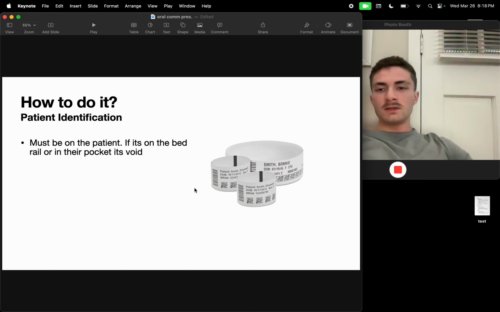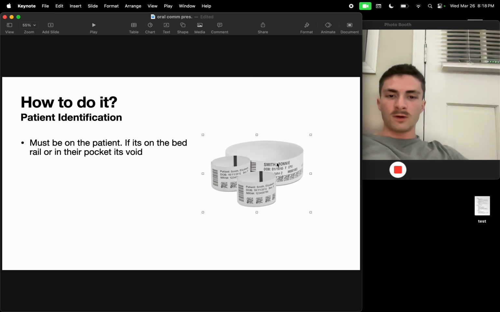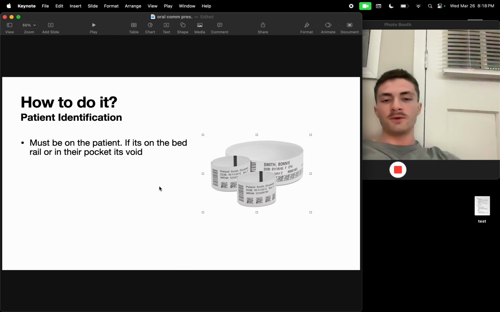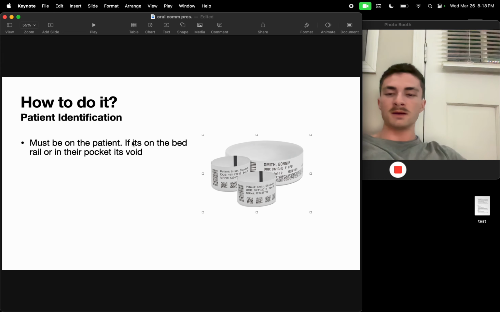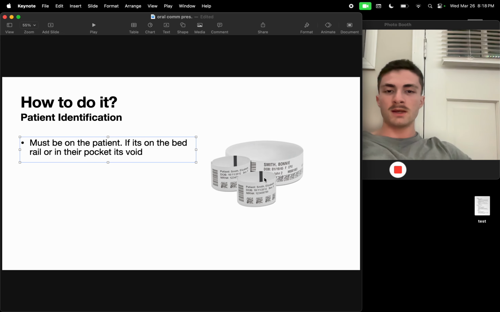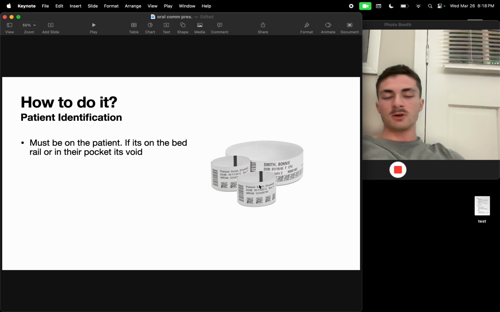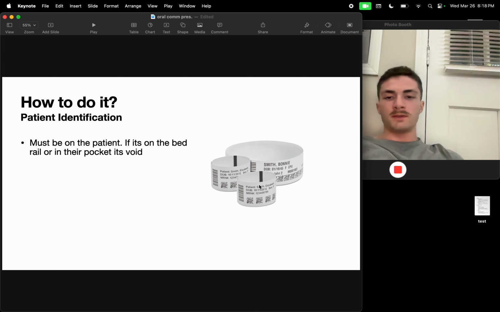Patient identification, so you need two forms of identification for the patient. One of the possible ones you could use is this little bracelet. There'll be, if you're in a hospital setting, on the patient's arm. It has to be on the patient. Like it says here, if it's on the bed rail or in the pocket, it is void. And the idea is that you scan it, the barcode, with a little machine, and it'll show up on a computer screen the information you're looking for.